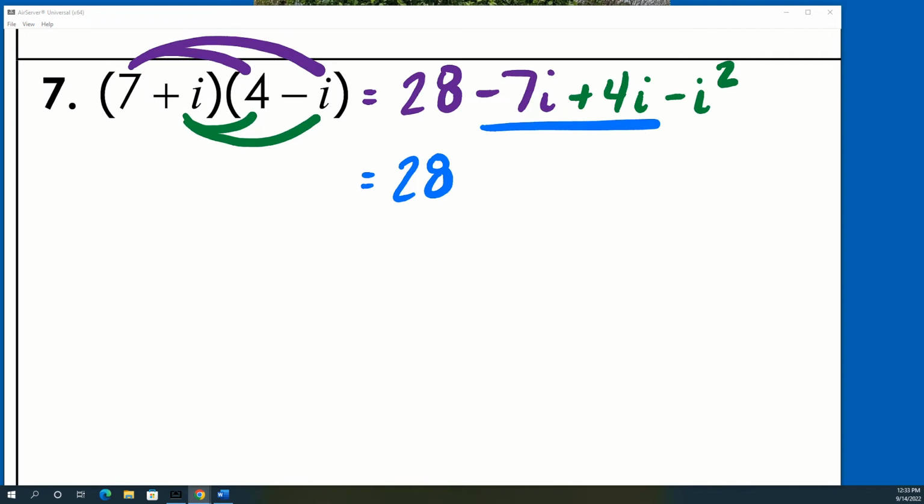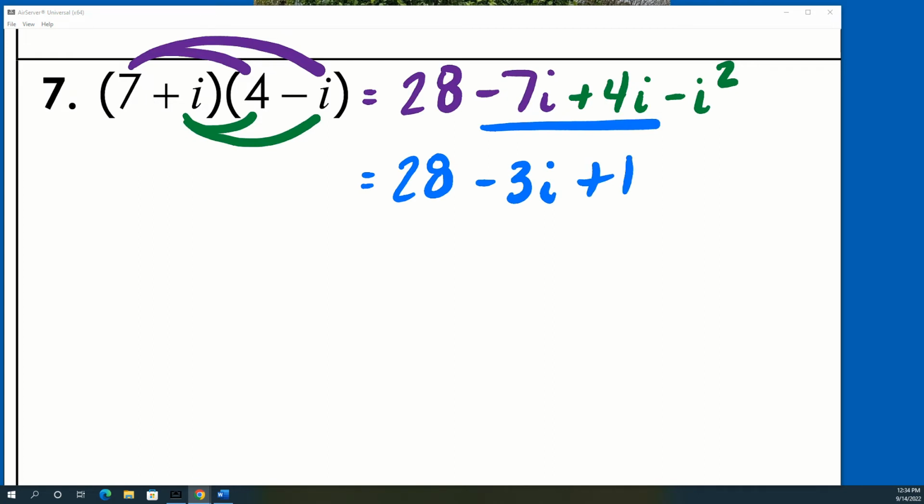Then I'll go ahead and add my like terms. I'm going to add those i's together. Negative 7i plus 4i is negative 3i. Okay, and anytime we have an i squared, we have to change it to negative 1. So what is negative i squared going to change to? If i squared is negative 1, what should negative i squared be? Positive 1. Good.